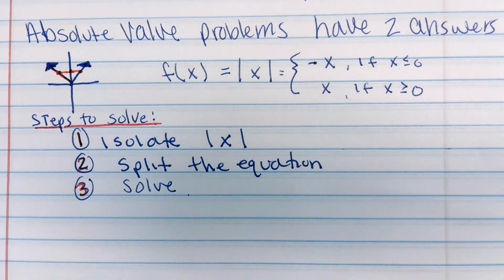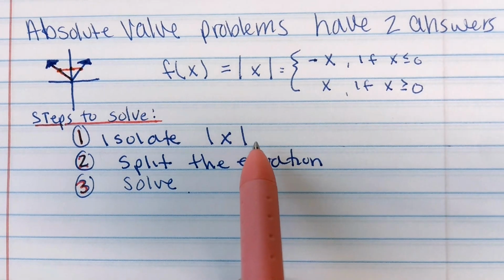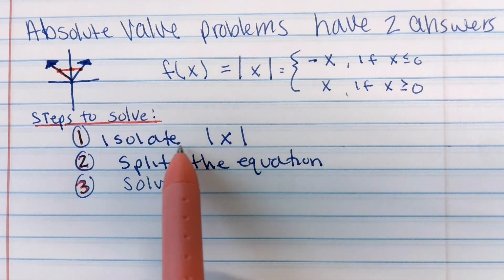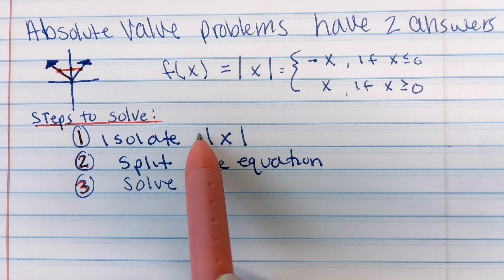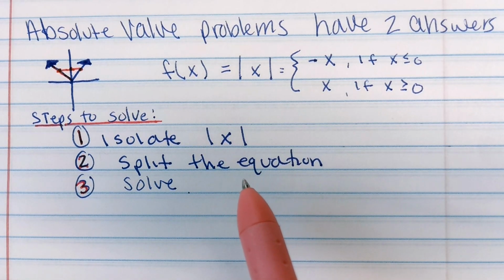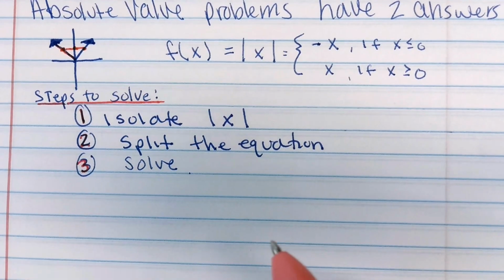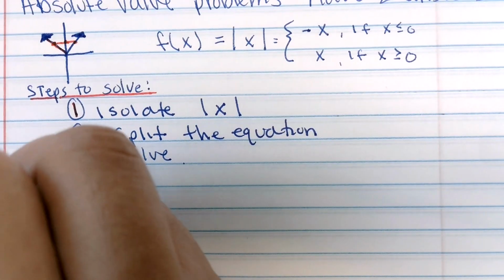So what we're going to do is make sure that we first isolate the absolute value bars, because sometimes you can have something added or subtracted, and sometimes we can have something multiplied. Then we're going to split the equation and we're going to solve. And I'll show you what this means. We're going to split it one positive answer and one negative answer. We're going to jump right in.